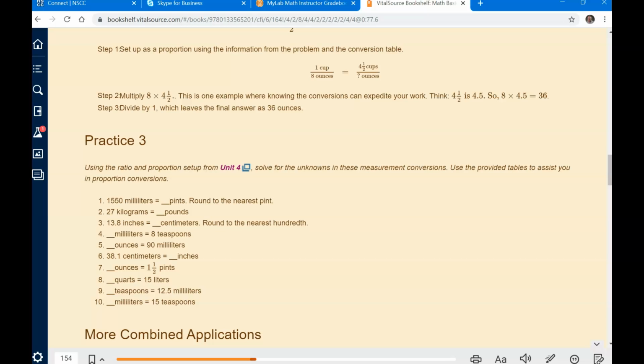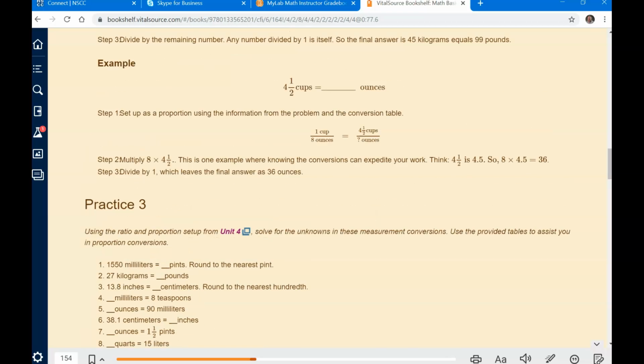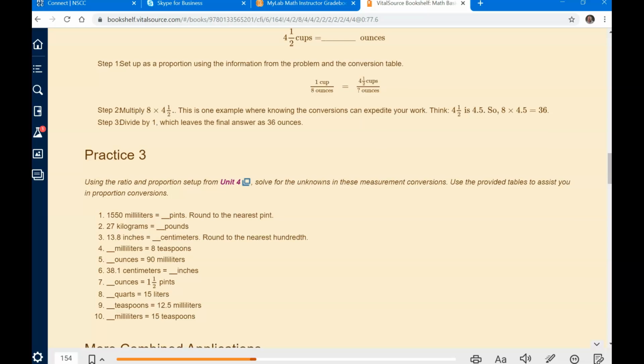So we've gone through some of these. I'm going to do a couple of examples. The book actually sets it up like they did before in the ratio, but I want to do these examples using dimensional analysis, which will be very useful for those of you who are doing chemistry.